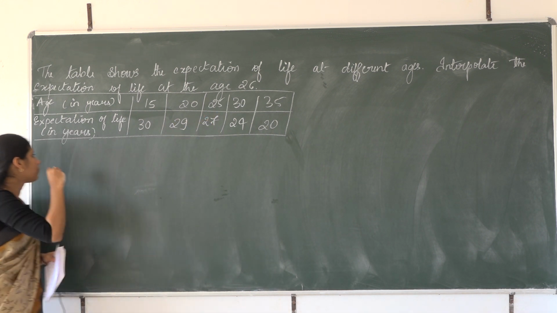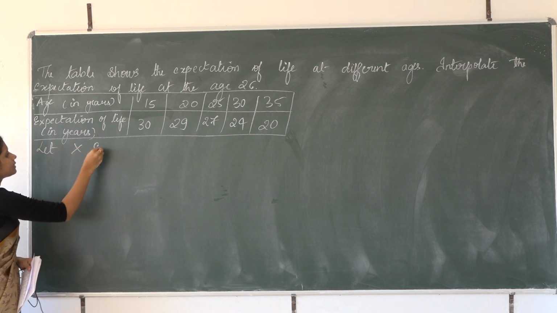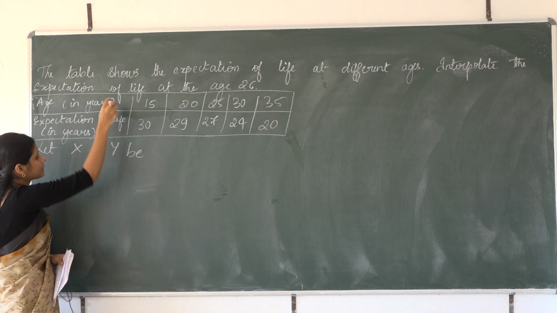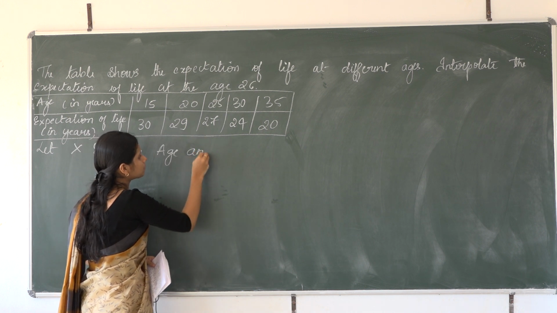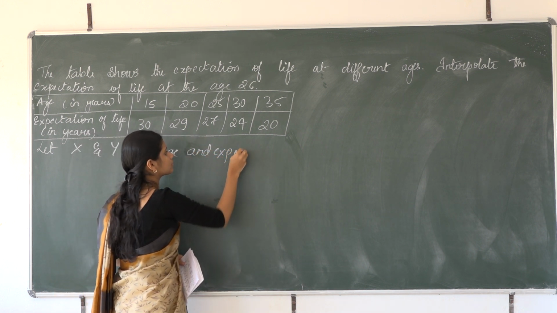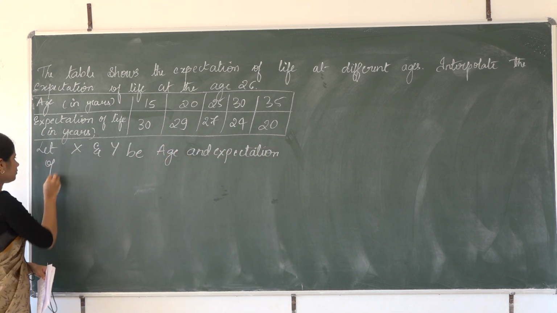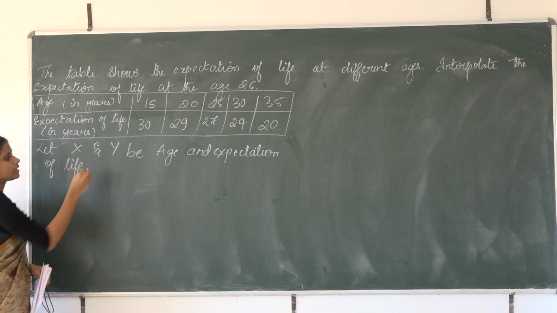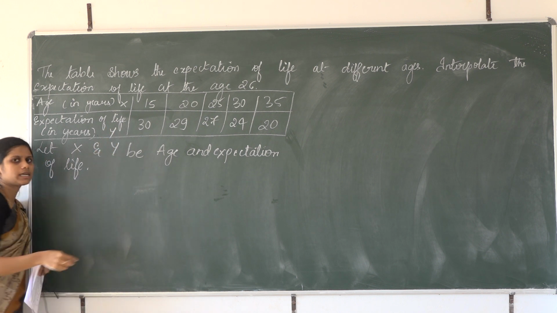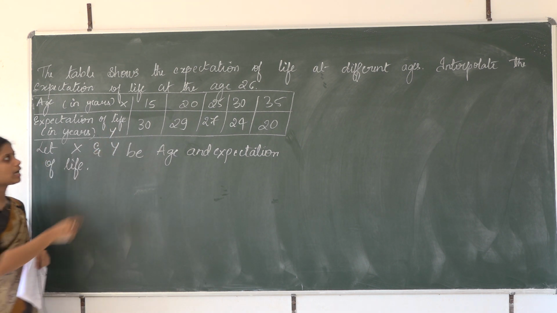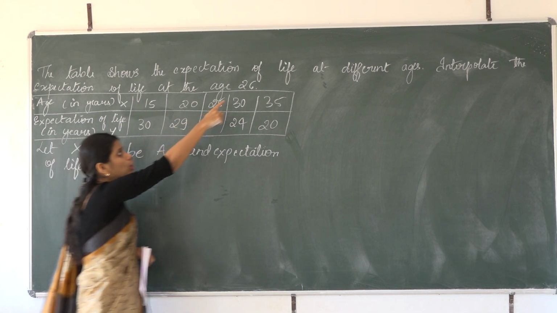So first of all, in the solution, let x and y be age and expectation of life. That means this will be x and this will be considered as y. Now see, we are going to estimate the expectation of life when x is equal to 26.